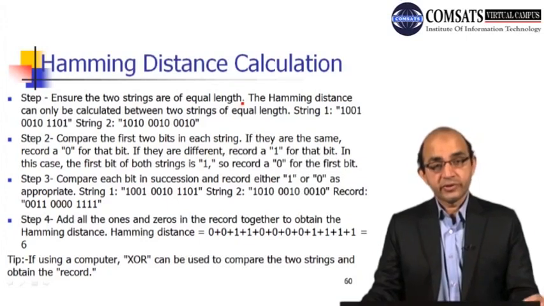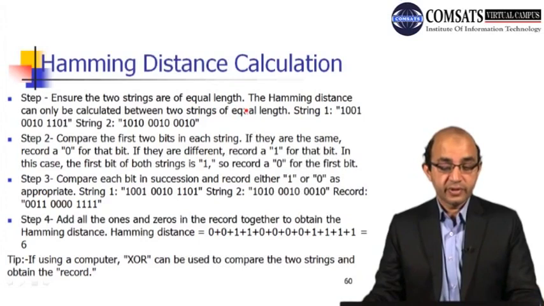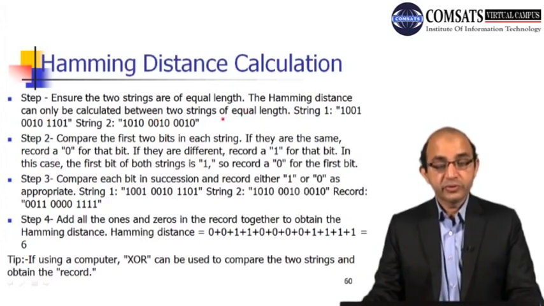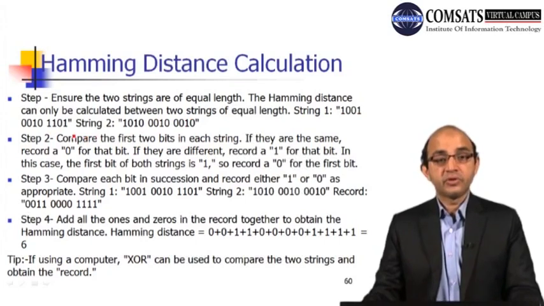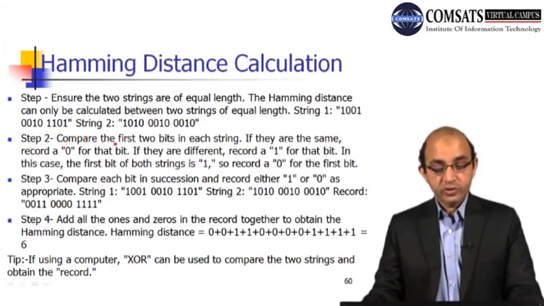Strings are of equal length. This is the necessary condition in order to have a Hamming distance calculation. It can only be calculated between two strings of equal length, right? String 1 and string 2, they should be of equal length. Compare the first two bits in each string. If they are the same, record a 0 for that bit. If they are different, record a 1, right? So it's a sort of XOR for that bit.